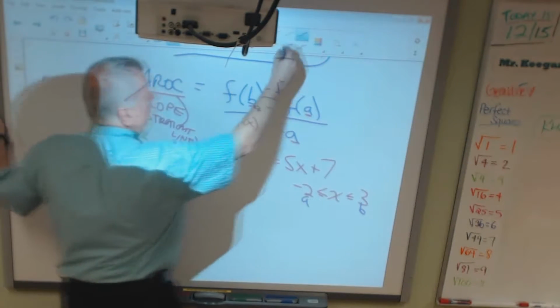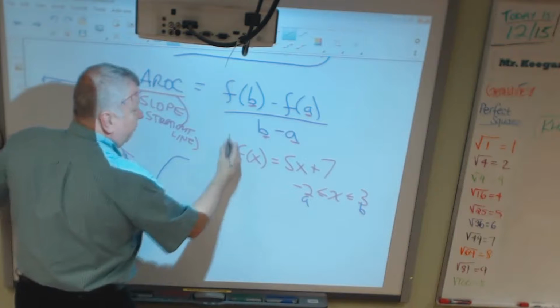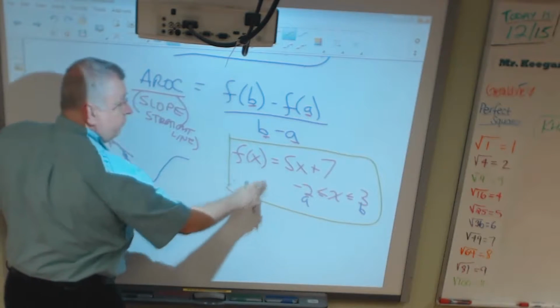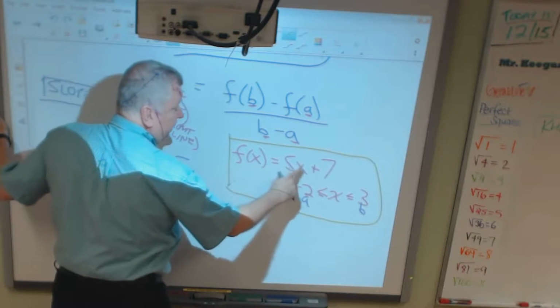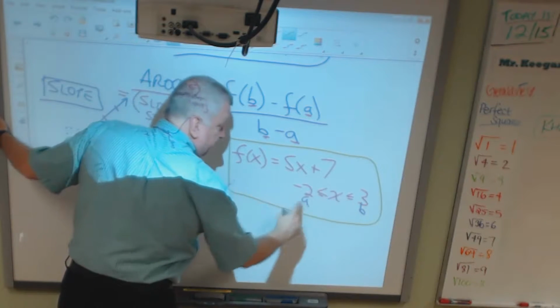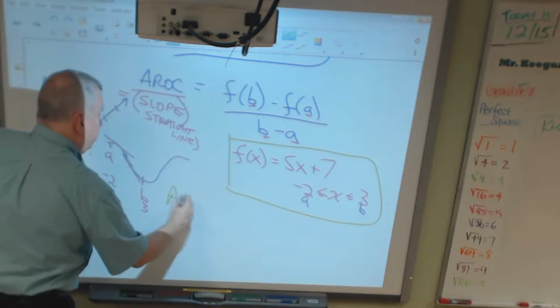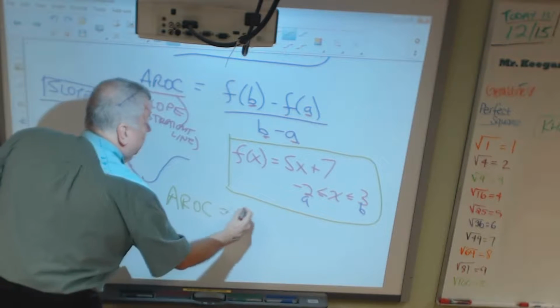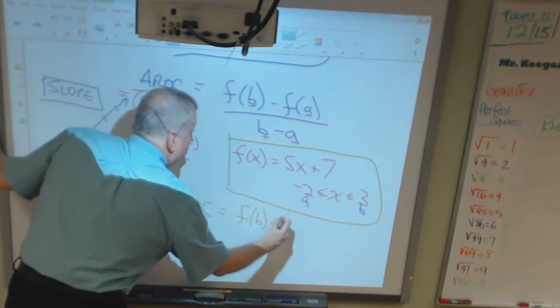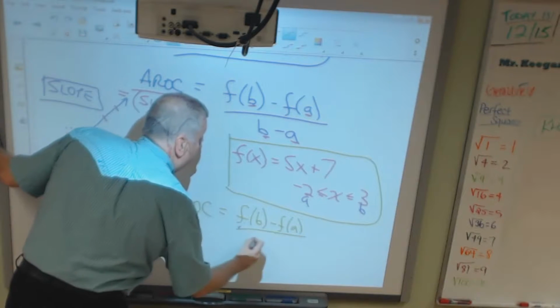So we're going to use our formula here, average rate of change. We want to figure out the average rate of change of this function, f of x equals 5x plus 7, over this interval, where a is -2 and b is +3. So first of all, you just want to write the formula: f of b minus f of a all over b minus a.